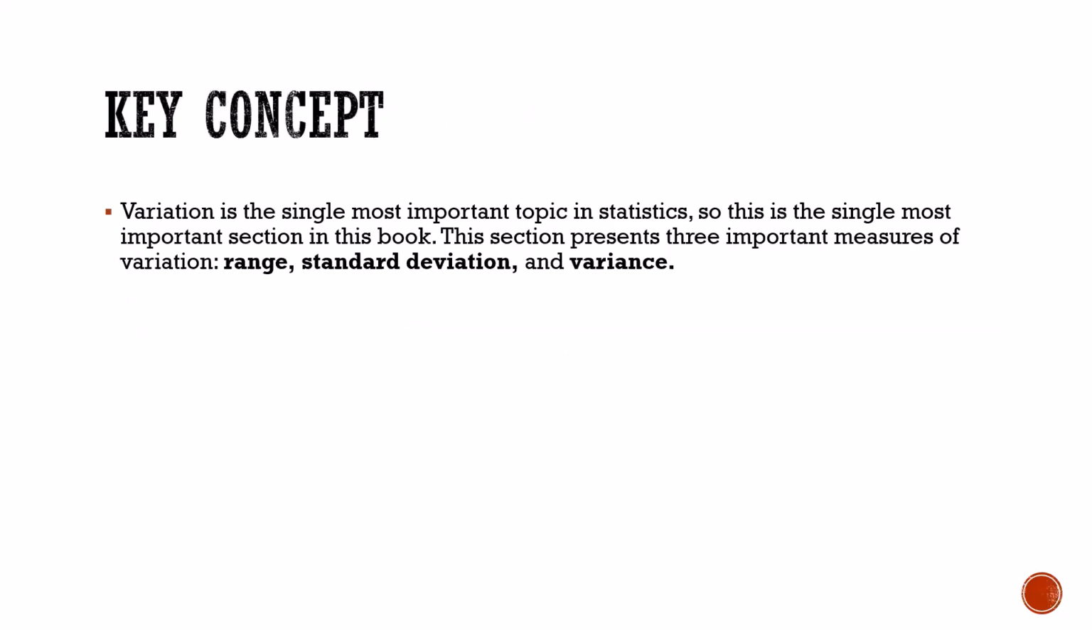The key concept is that variation is the single most important topic in descriptive statistics and inferential statistics, right? So you might think about that. How much a group varies is very important, and it is the more difficult to grasp your head around. So that's why they call it the most important.